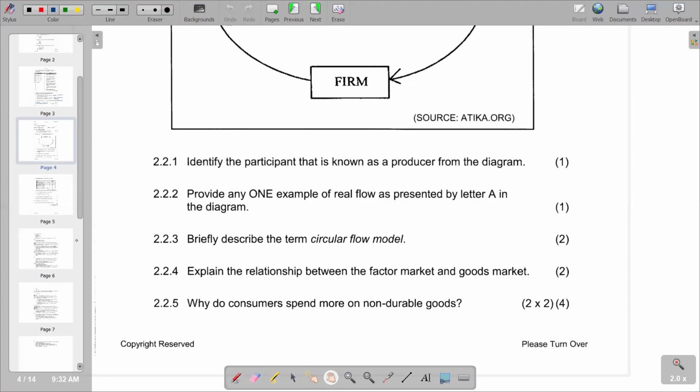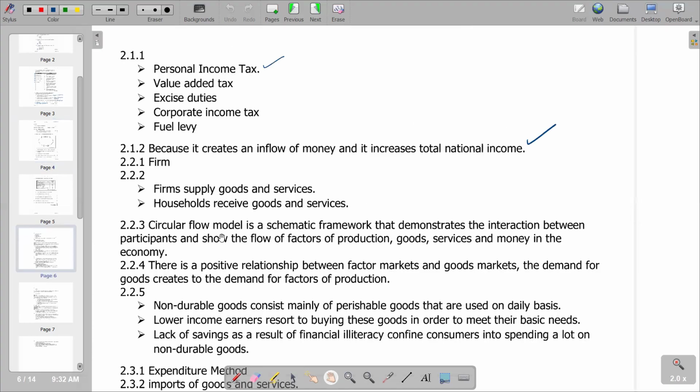So we have an explanation in the answer section, whereby it says the circular flow model is a schematic framework that demonstrates the interaction between participants and shows the flow of factors of production, goods, services, and money in the economy. So basically, this is the explanation of the circular flow model.